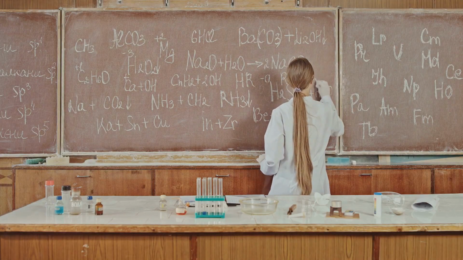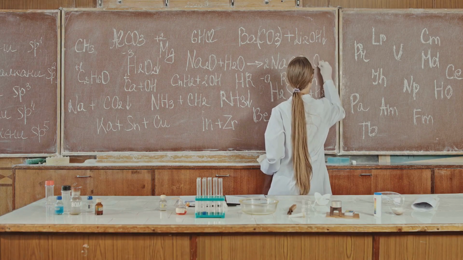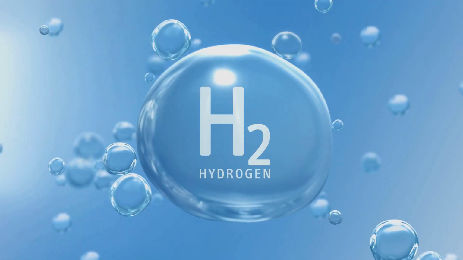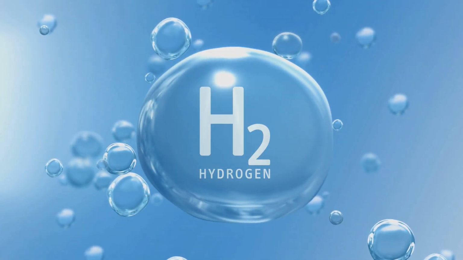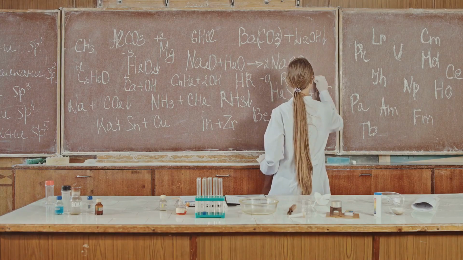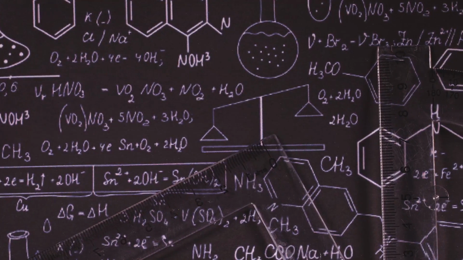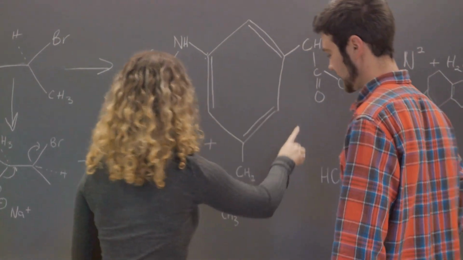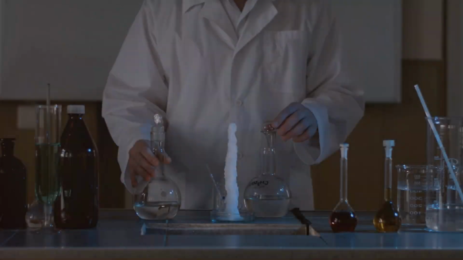To balance the equation, we add a coefficient of 2 in front of H2O, so now we have two oxygen atoms on both sides. But wait, now we have 4 hydrogen atoms on the right and only 2 on the left. To balance that, we place a 2 in front of H2. The balanced equation now looks like this. Now, both sides have 4 hydrogen atoms and 2 oxygen atoms. Balanced. Let's try another one.